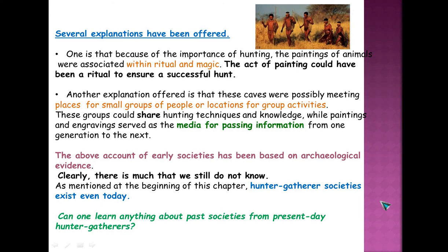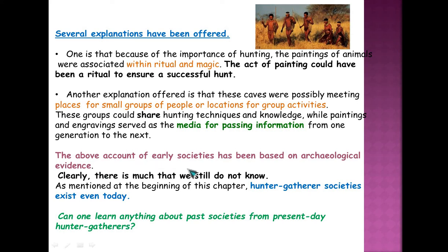Another explanation which came up was that the caves were the places where people met together for activities. It was a location for group activities, and that is why it was depicted in such caves. And that is a place where they shared their hunting techniques and knowledge, while paintings and engravings served as the media for passing information from one generation to the next. So that is a place where they communicated, they could share a lot of things that they learned. Though the vocal cords were not developed, they had some source of sharing.